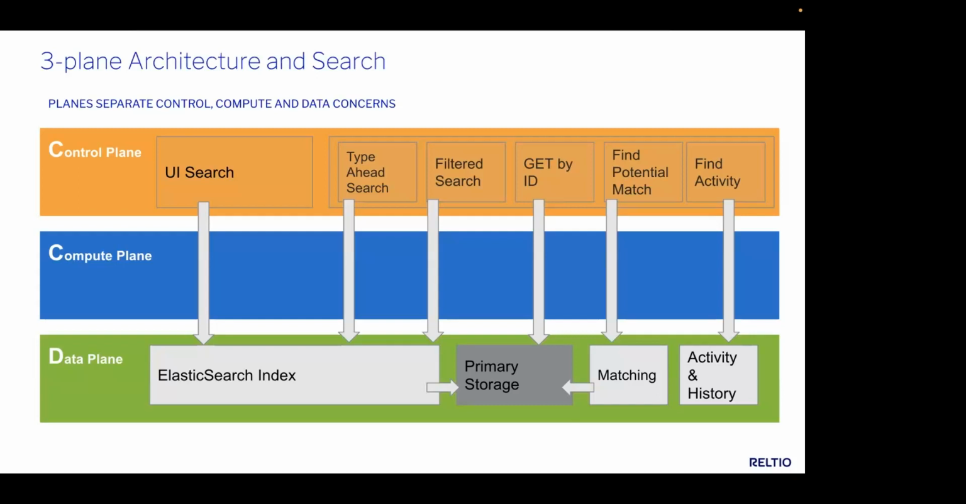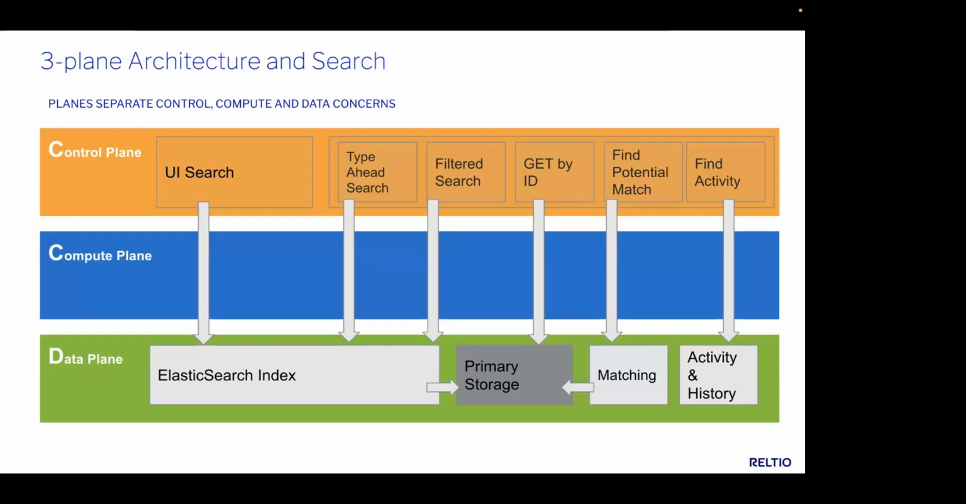When you search for things like potential matches, you will hit the matching storage. That again doesn't contain any actual data. It contains references and match tokens, basically, to find data in the primary storage. And when you search for activities or history in the UI, it fetches this data from the activity or history storage specifically. So that is important to understand.